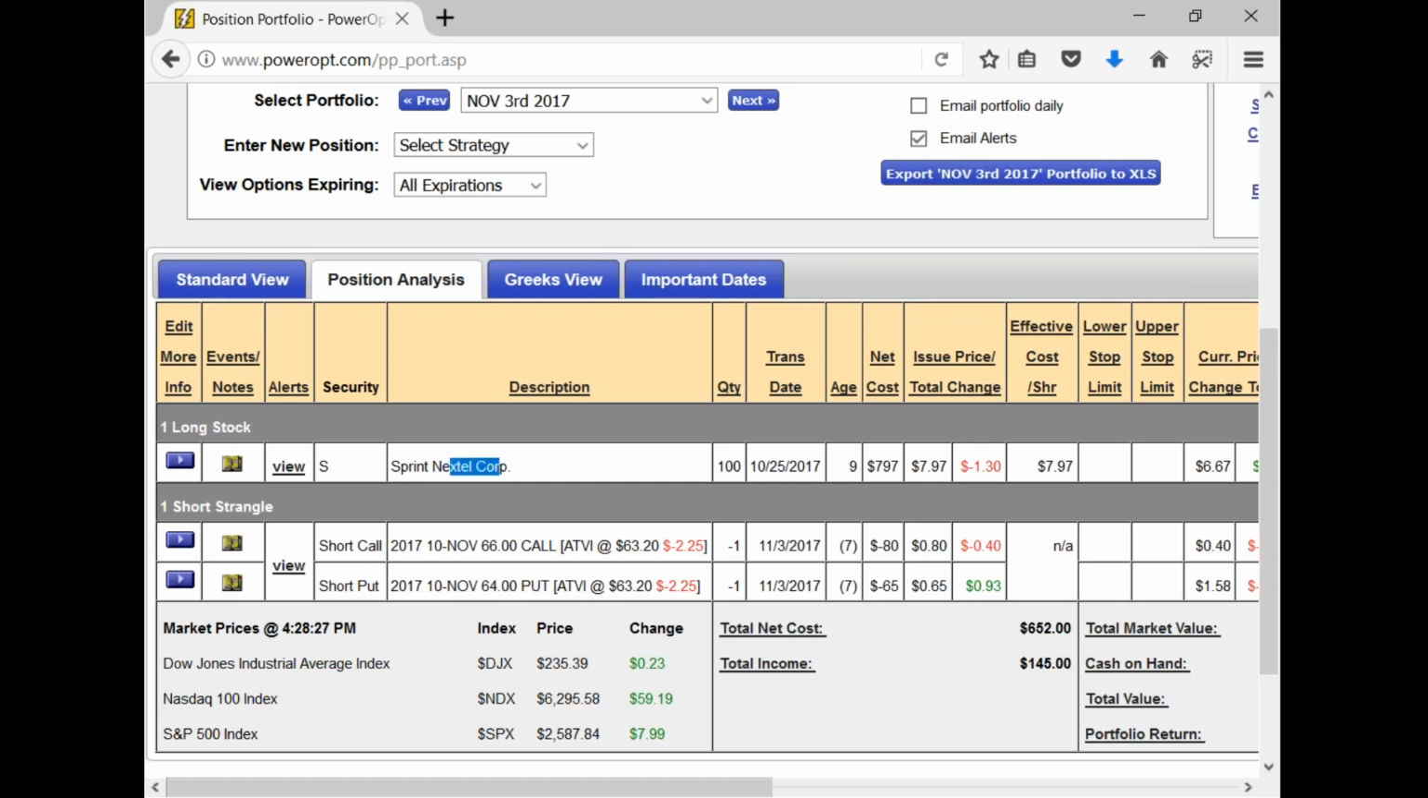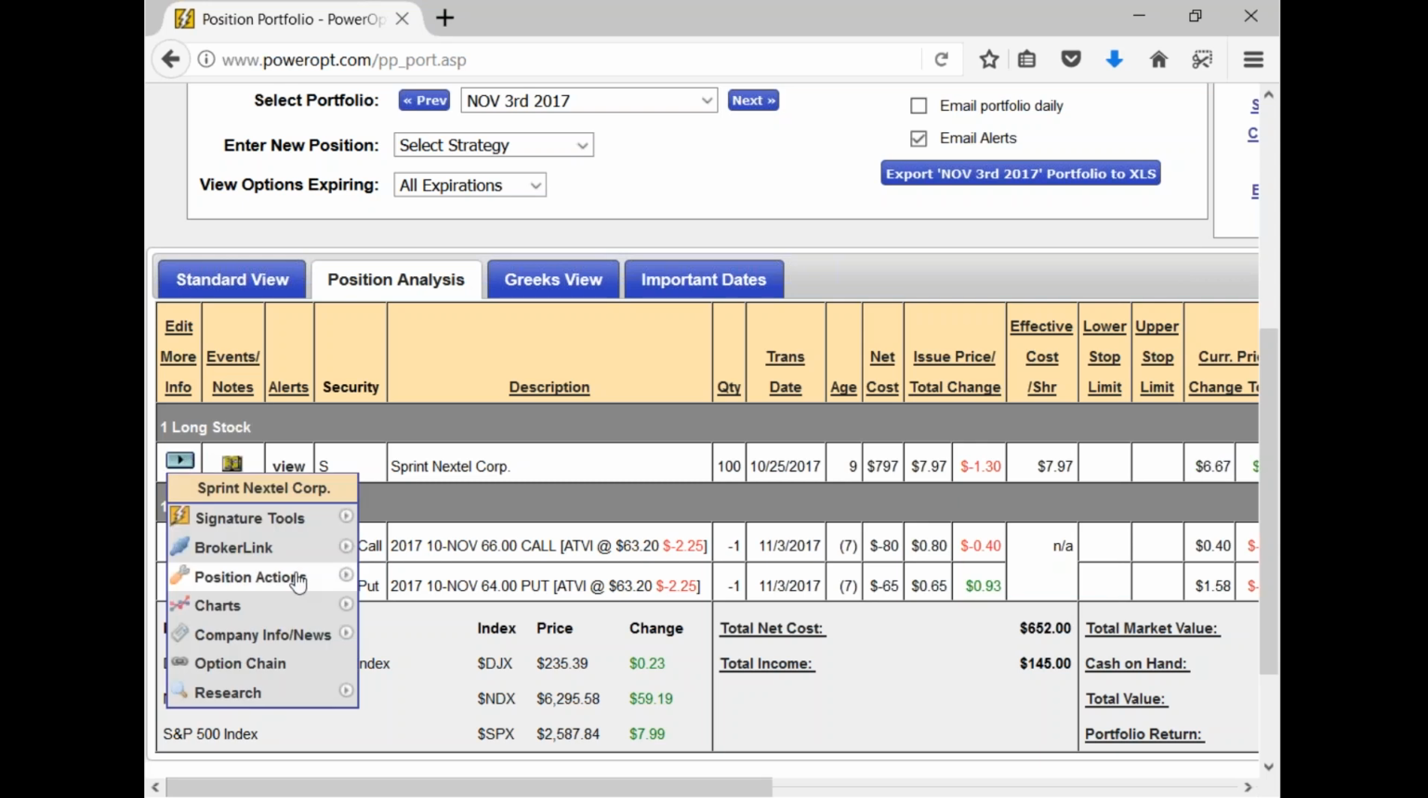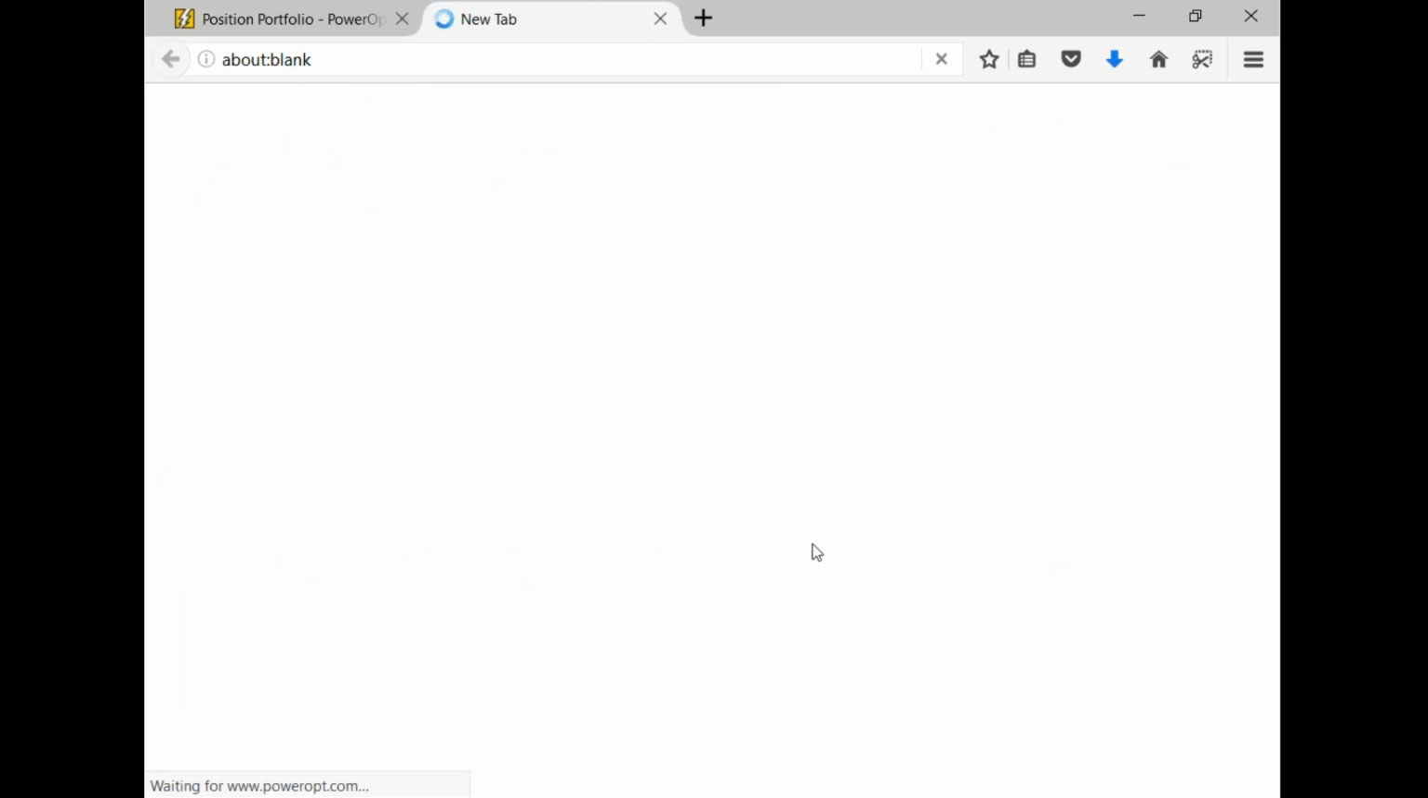But here's our Sprint position. 100 shares of stock at $7.97, currently a loss of 130 with the stock trading at $6.67. Now, as I'm tracking any stock, any position, any options play in the PowerOptions portfolio, the first thing I want to do is see my adjustments that are available potentially. So I'll go to the Position Actions view and Position Analysis.